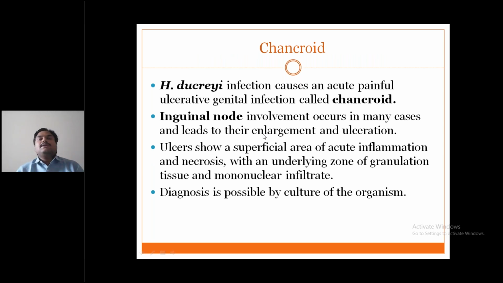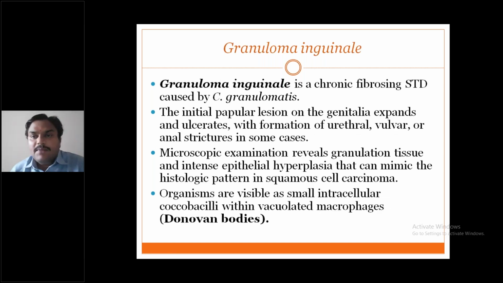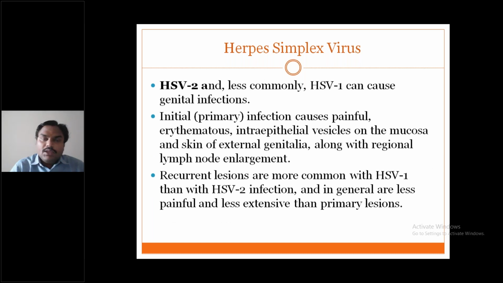The painful chancroid, which is caused by Haemophilus ducreyi, will also have inguinal lymph node enlargement. Then granuloma inguinale is caused by Klebsiella granulomatis. Organisms are visible as small intracellular coccobacilli within macrophages, and Donovan bodies are seen.